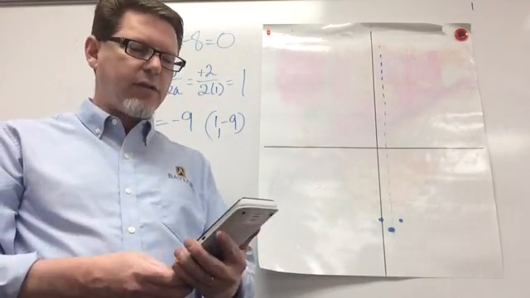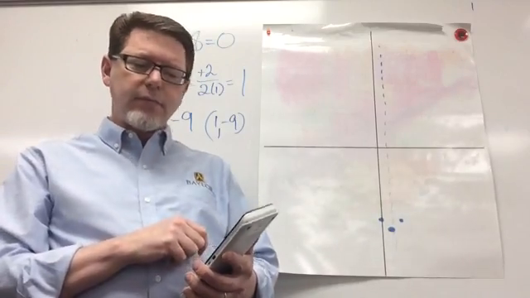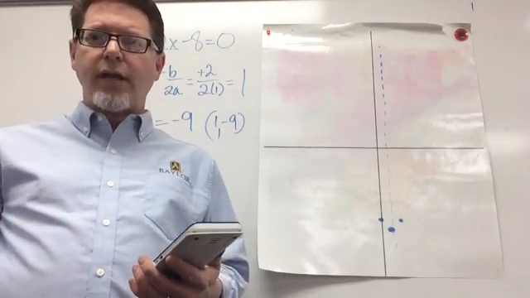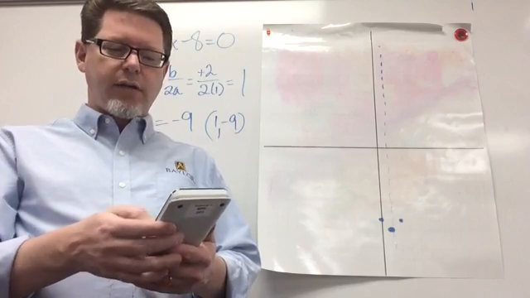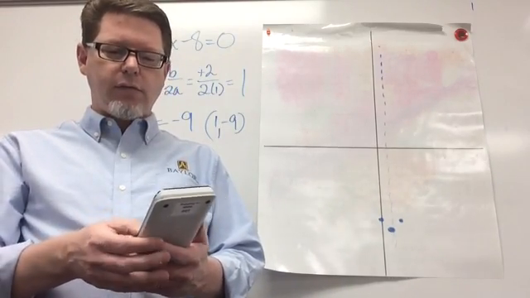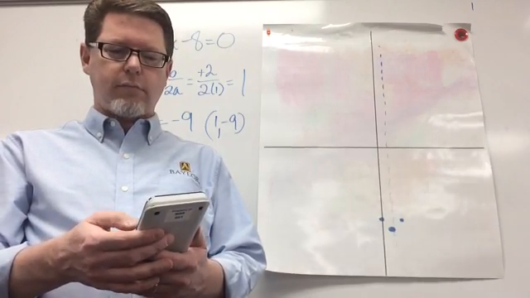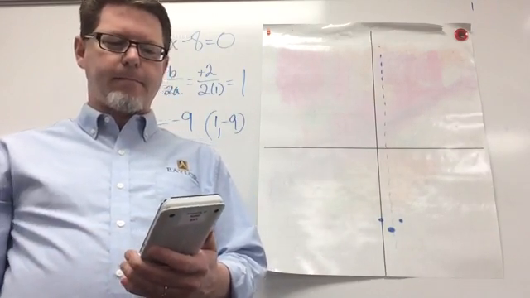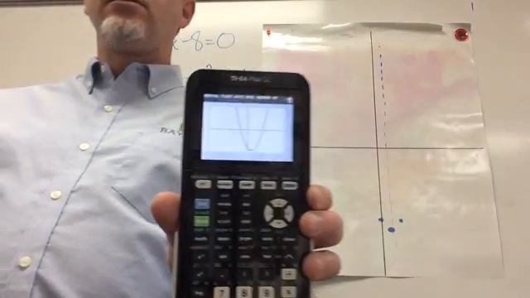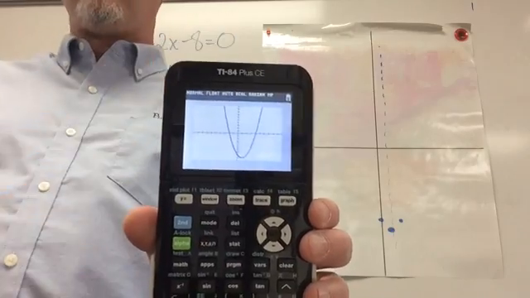What I need to do on my calculator is go to the y equals button, and I'm going to type in the equation in the y equals button. So that's x squared minus 2x minus 8. And I am going to graph it. And when I graph it, this is what I get. So I could kind of freehand that on the paper, but that's not necessary.